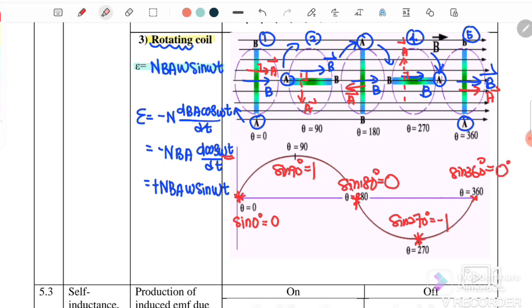Okay, so what we can observe here is that at the end we will get a sine graph. This is a sine graph that we get at the end. So that's why the equation is NBA omega sine omega t. Okay, this is a sine graph.